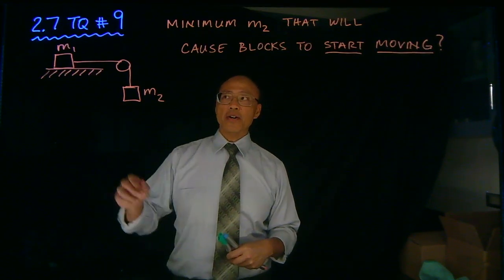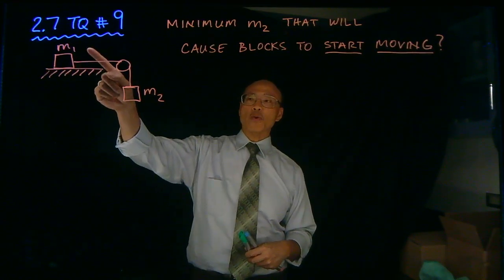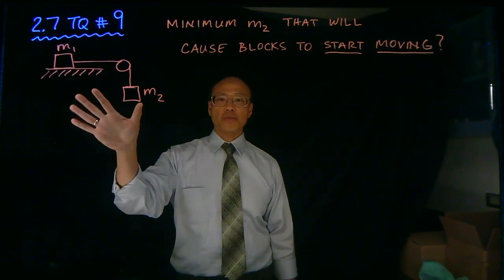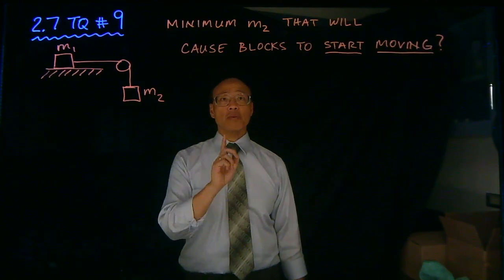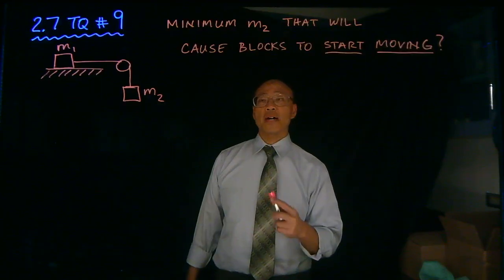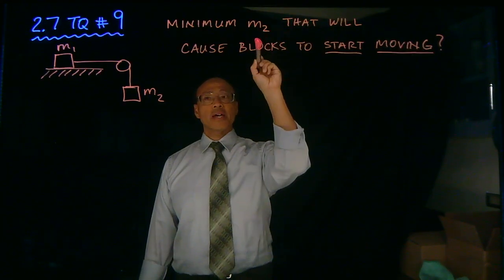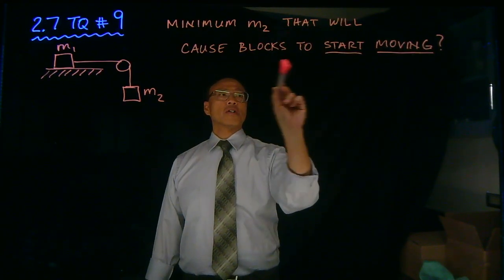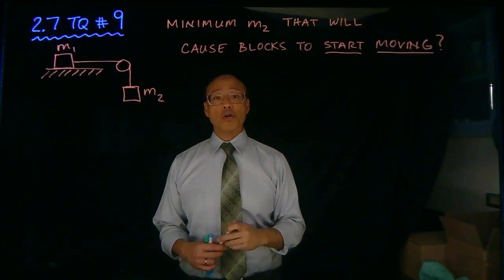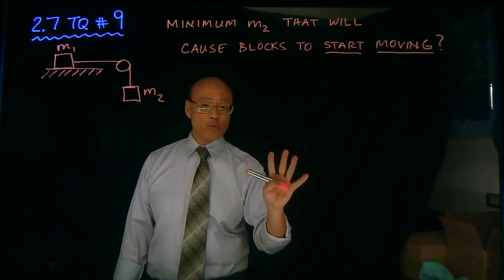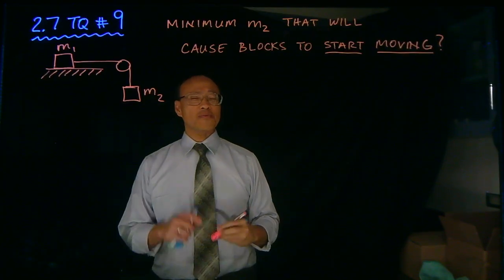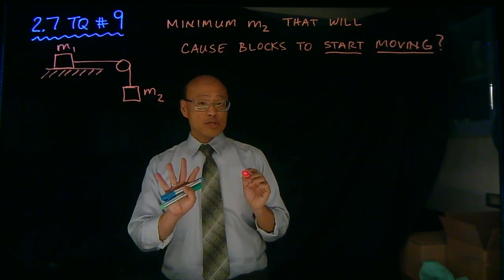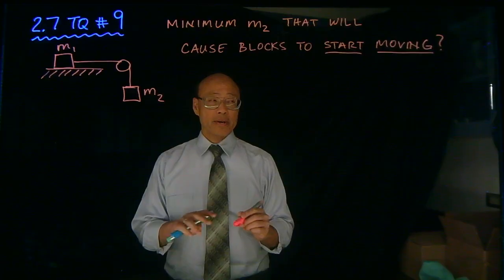In this video, we are dealing with 2.7 topic question number 9. There's the picture, you have the prompts in front of you hopefully, and what I'm focusing on is what we're trying to find. We want to find the minimum M2 that will cause the blocks to start moving. Key phrase, just like "without slipping," the key phrase is "start moving."